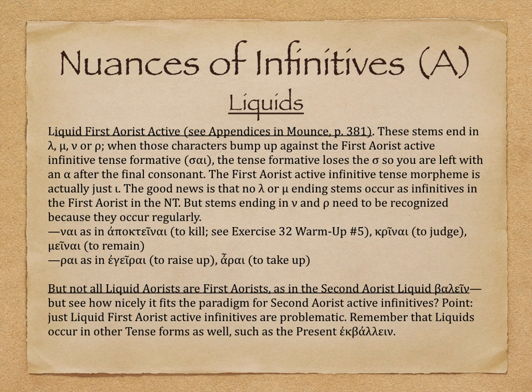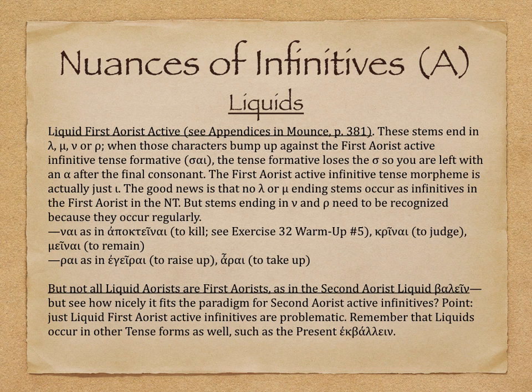There are a few nuances in how infinitives are formed, and I have three slides here. This is slide A of three, so we'll have A, B, and C of nuances of the infinitives and recognizing them. And we begin with the liquid first aorist. You can see the appendices in Mounce, and specifically page 381 for this, and you can also look at other references here that I put. If you look back to the liquid aorist in the indicative chapter, that will help you as well, just thinking about those, the liquids.